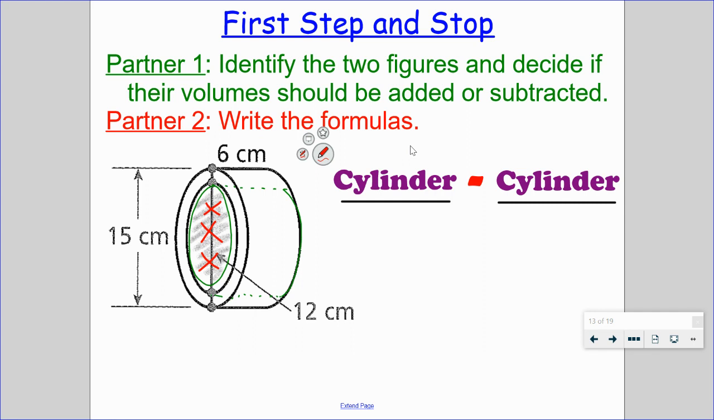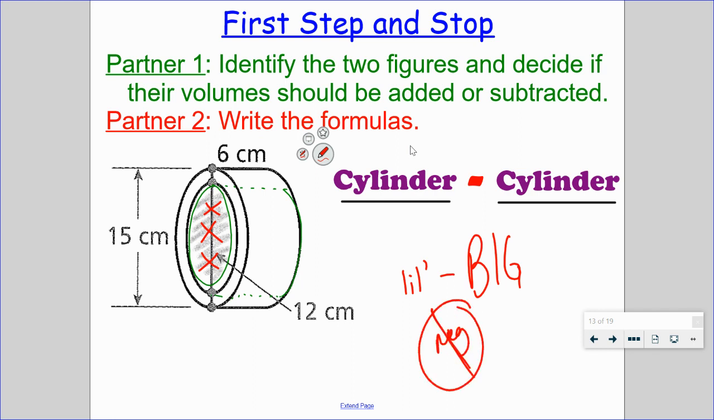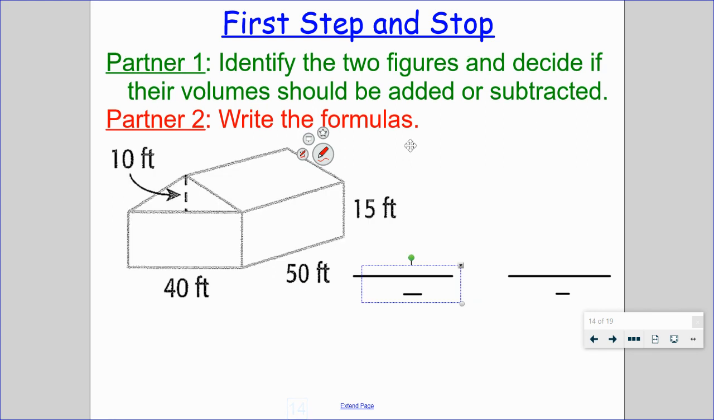Now that's important because if you flip it around, if you do little minus big, you're going to end up with a negative volume, which naturally does not make sense. How could you have a negative amount of plastic? It's not nonsensical. So that one tends to be pretty tough for some folks. Let's go on to the next one, shall we? This one also can be pretty tough for some folks.